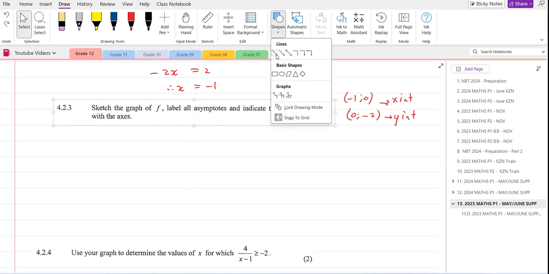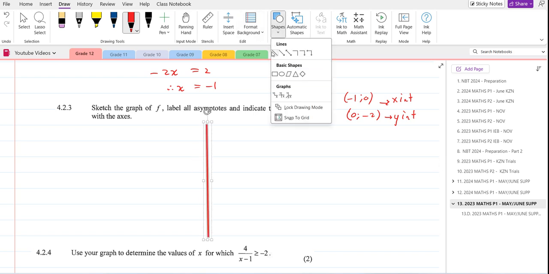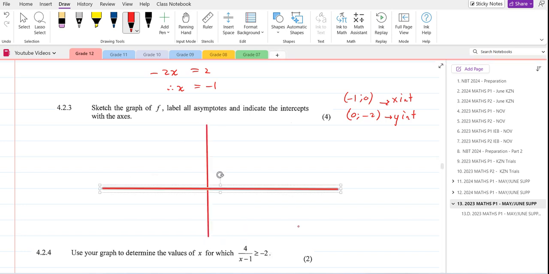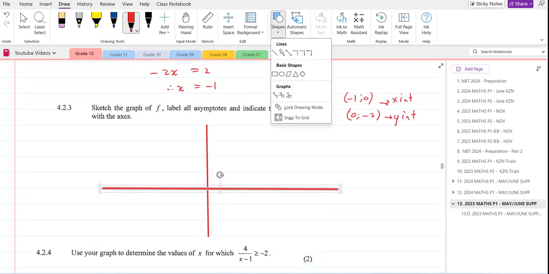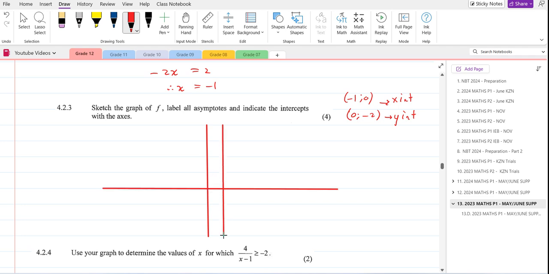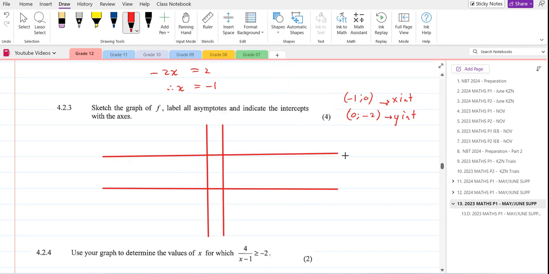I'm going to draw the axes first, x-axis and y-axis. So that's my y-axis, and this is my x-axis. Now remember, we have y equals 2 and x equals 1. I'm going to draw x equals 1. Please put this x equals 1 in broken lines, and we had y equals 2, so we're going to have another broken line here. So you got broken lines for the asymptotes. It's better to put them in broken lines.